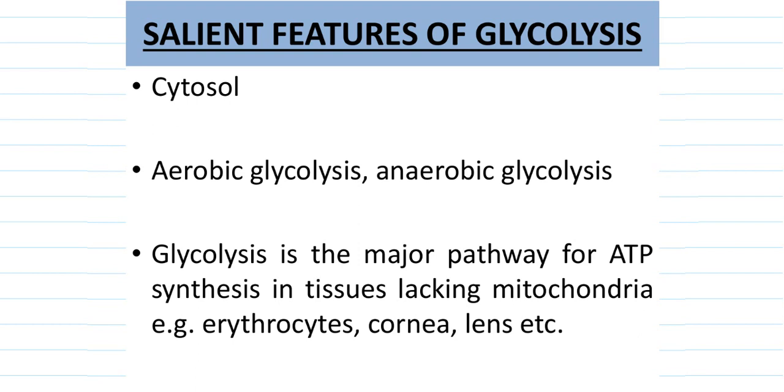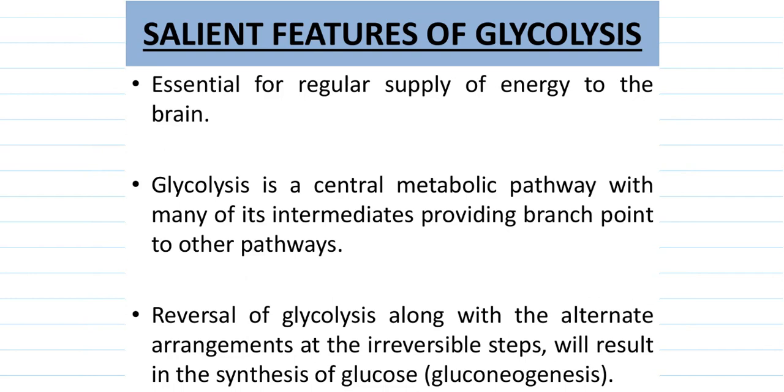So let's look at more salient features of glycolysis. The brain requires a regular supply of energy, so glycolysis is here to provide a regular supply of energy to the brain. The intermediates that are produced during glycolysis will participate in other metabolic pathways, for example, gluconeogenesis and the hexose monophosphate pathway. There are many more. So glycolysis is a central metabolic pathway with many of its intermediates providing branch points to other pathways.